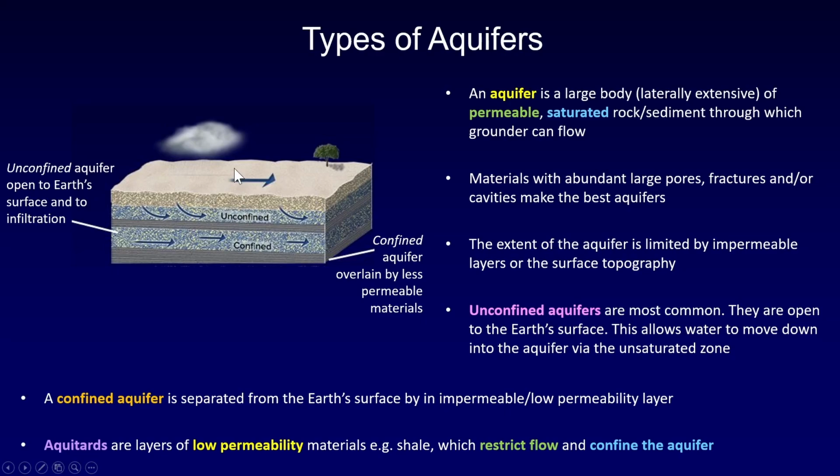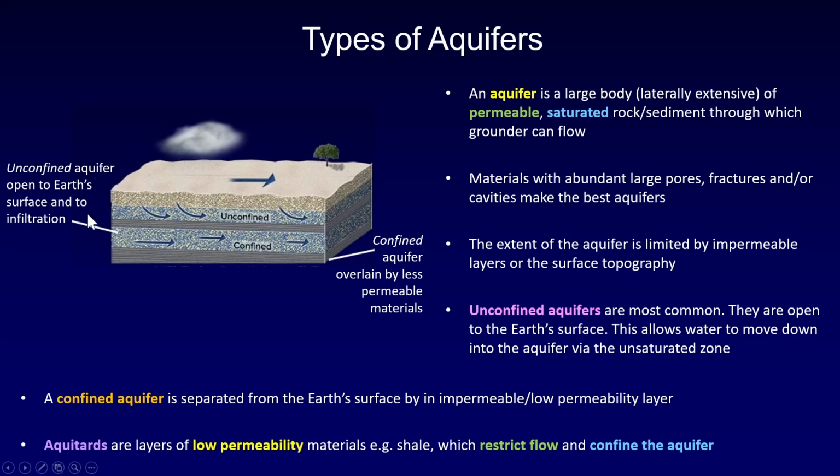So an unconfined aquifer will be open at the top, and it will be essentially confined at its base by this impermeable layer. Now, this means that your unconfined aquifer can be recharged, can be fed by water coming in from further upstream, or water infiltrating down through the unsaturated zone and into the saturated zone. So an unconfined aquifer has two sources of water which will enter it.